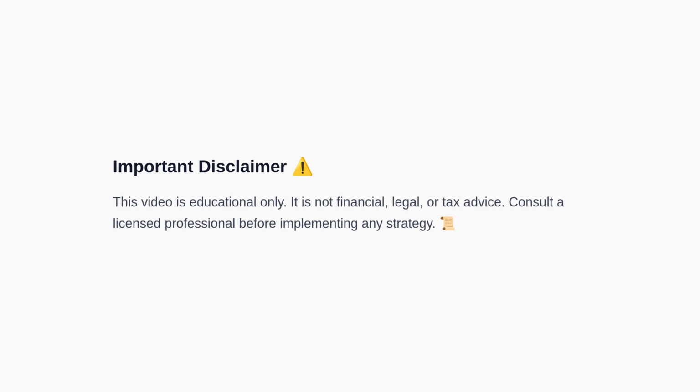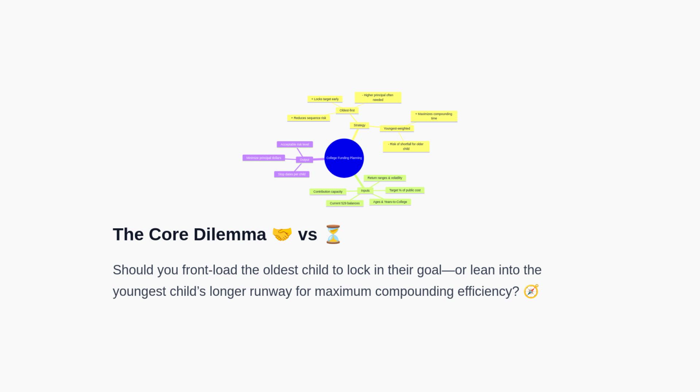Now, with that noted, let's examine the core dilemma. Financial efficiency suggests the youngest child requires the least principal because they have the longest compounding runway. However, aggressively funding the oldest child first can lock in their goal and reduce the risk that markets underperform right before tuition is due. You must balance these competing priorities using your family's ages, current balances, target percentage of public university costs, assumed return ranges, and contribution capacity.